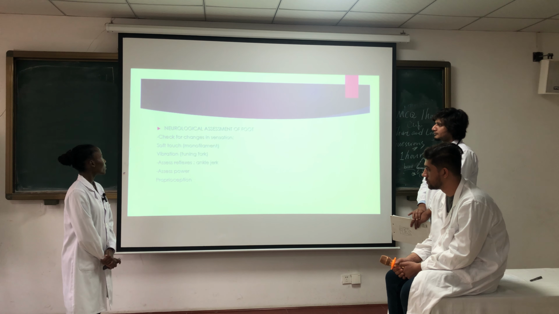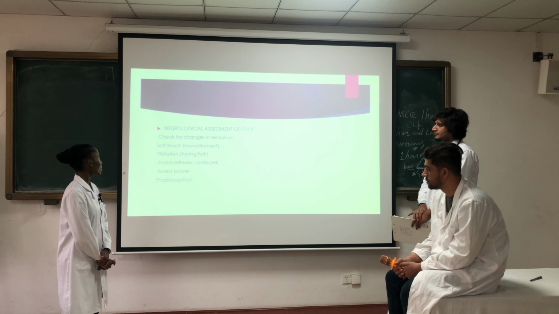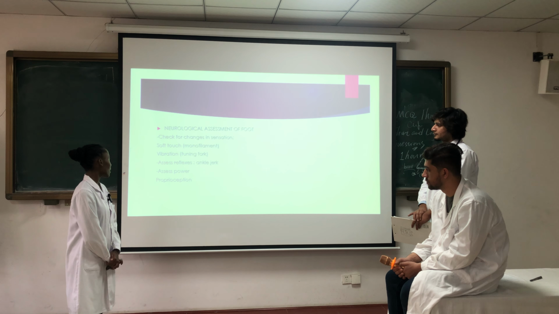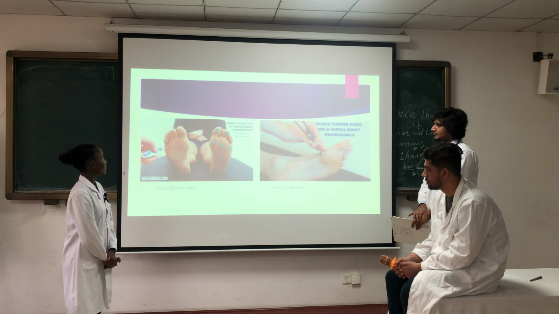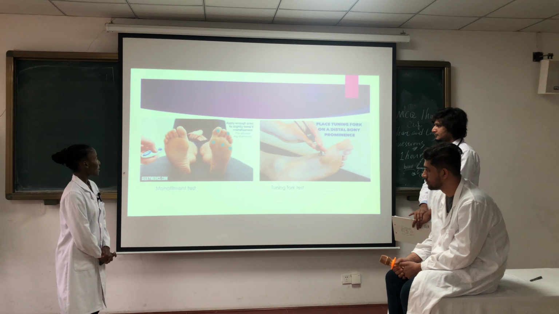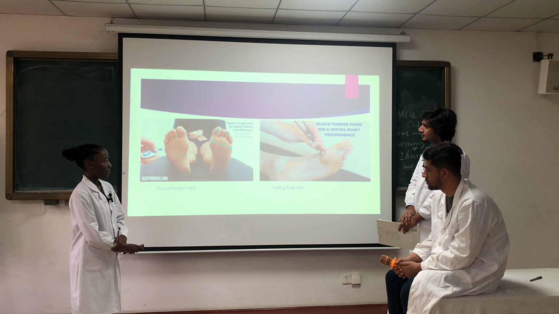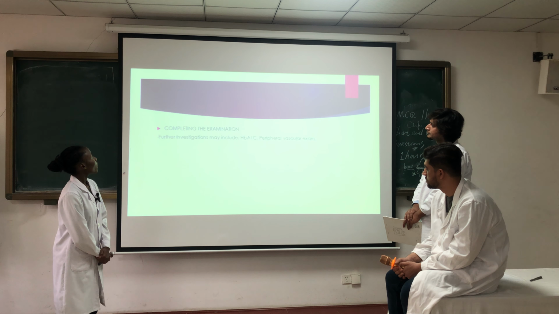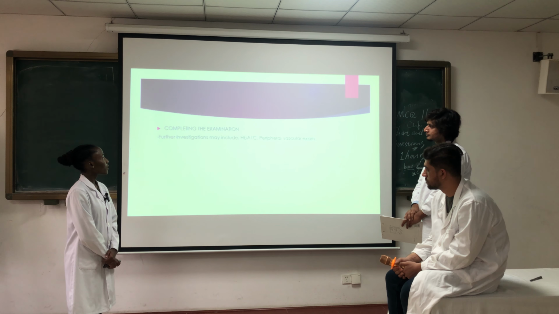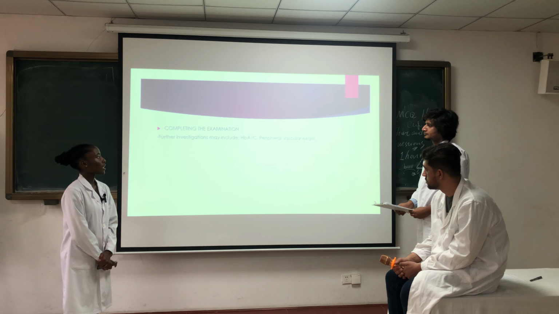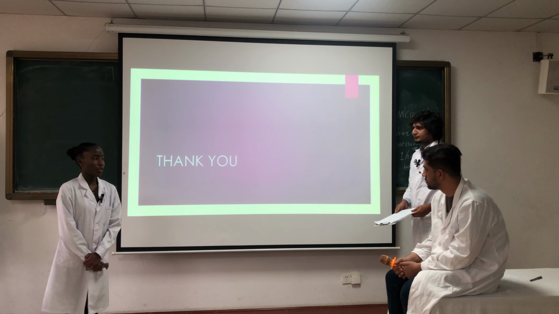Neurological assessment of the foot: check for any changes in sensation, soft touch using the monofilament, vibration with a tuning fork, assess reflexes such as the ankle jerk, and assess power and proprioception. This is the monofilament test, and it cannot be done because we don't have the equipment. Tuning fork test, so that one. Completing the examination, further investigations may include HbA1c and a peripheral vascular exam. That's the end of endocrine.